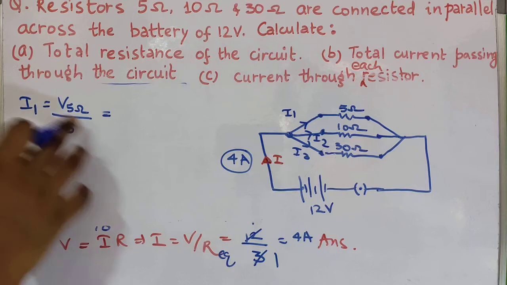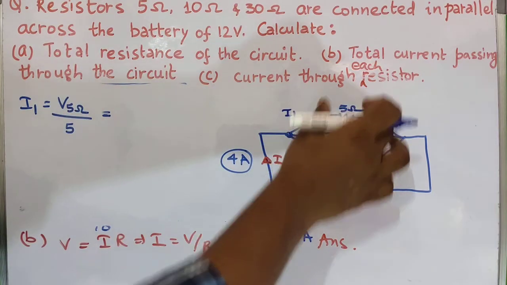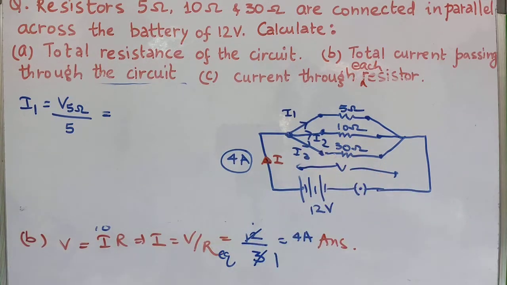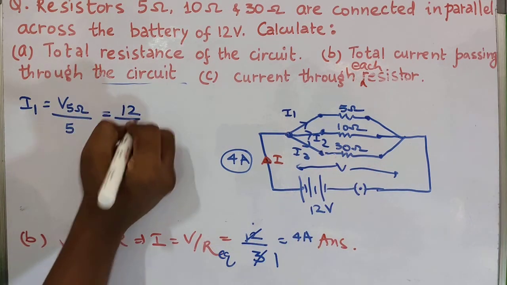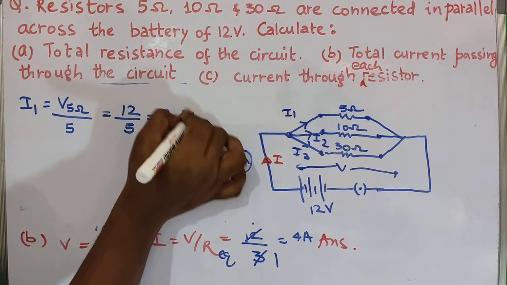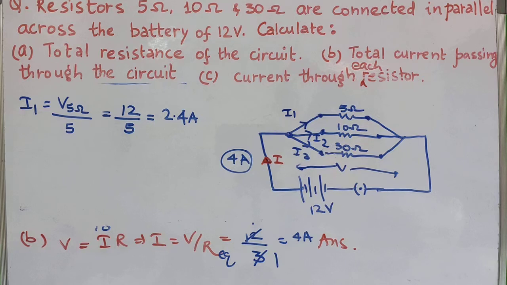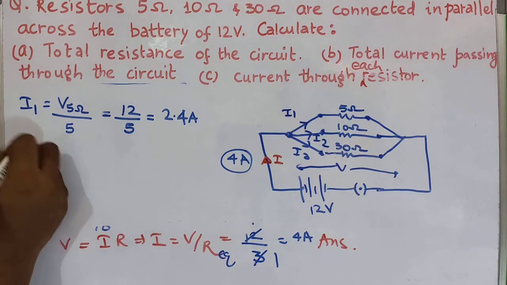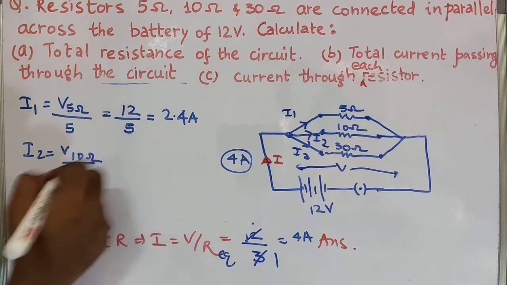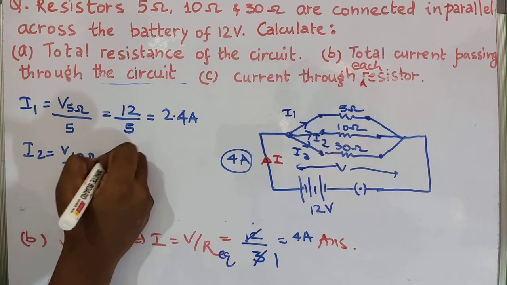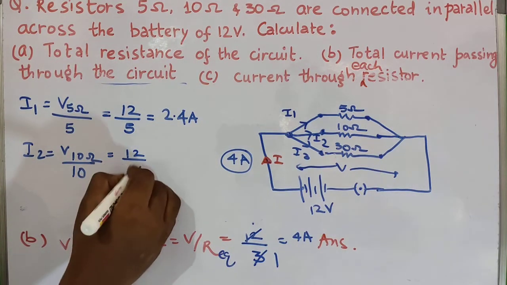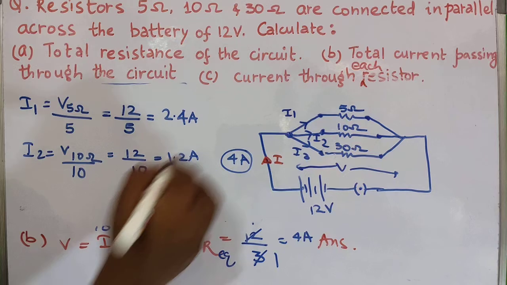So what is the potential across 5 ohm? It is the same as across the combination, which is created by the battery source. So 12 by 5. How much is 12 by 5? 2.4 amps. Now I2 will be the voltage across 10 ohms divided by the resistance of 10 ohms. The voltage is the same, right, for parallel connection. 12 by 10, 1.2 amps.